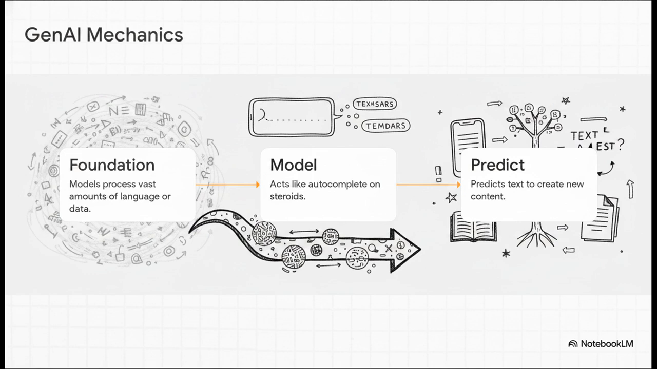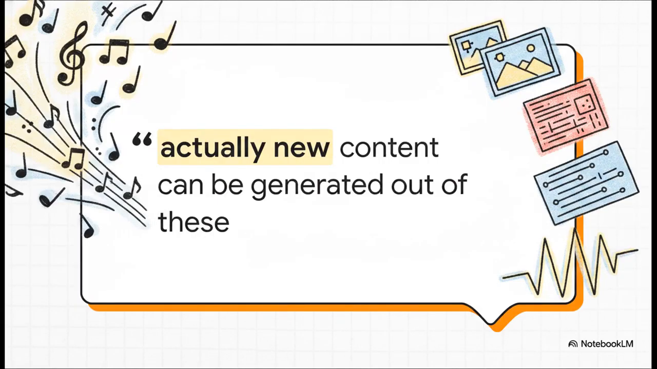By predicting sequentially at such a massive scale, whether it's predicting the next sentence, a paragraph, or an entire document, they generate entirely new, coherent content. It's basically autocomplete on steroids. Now, there's a really common myth out there that generative AI isn't really generating anything new, that it's just mindlessly regurgitating existing information.